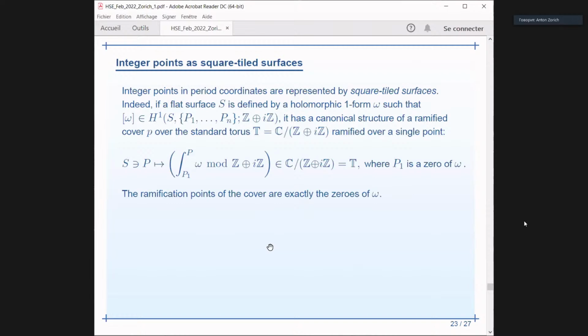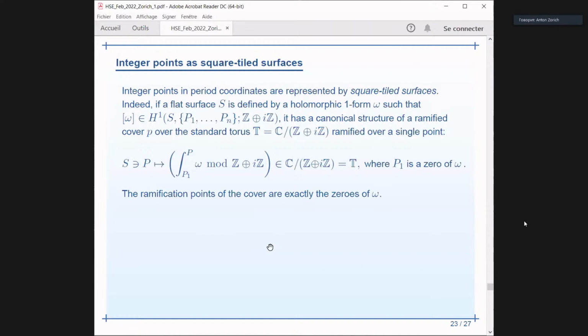When all the periods of my holomorphic one form, so I mean integrals over closed cycles and also integrals over cycles joining zeros, live in Z plus iZ, then I can construct the following map from my surface to a torus. The torus would be the plane C quotient over Z plus iZ. So this is a torus which is obtained from identifying opposite sides of a standard square. And the map is as follows.